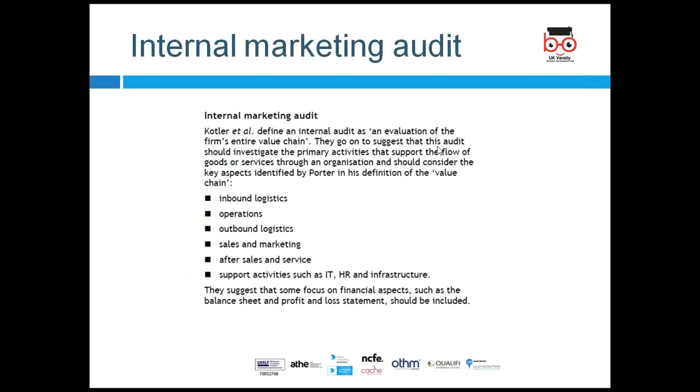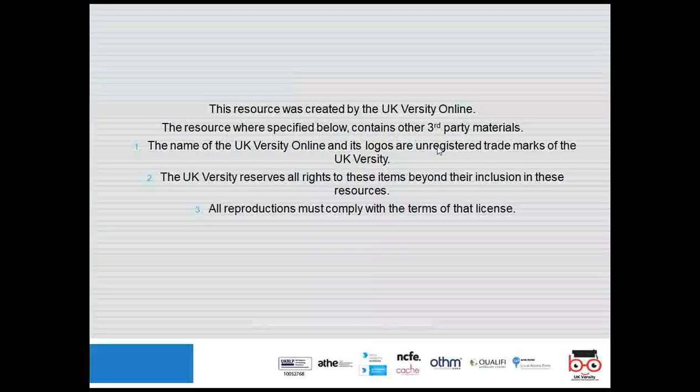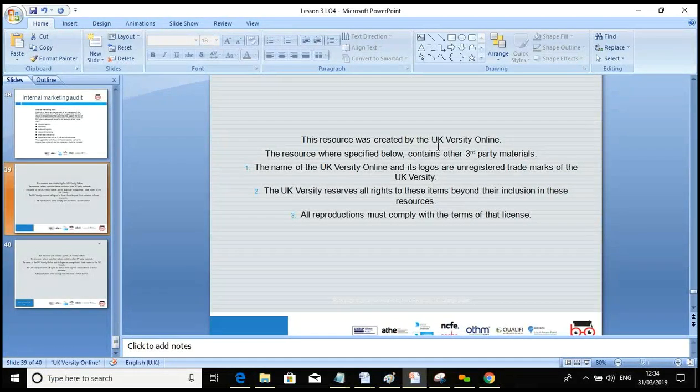So that's really where we need to be focused. For the internal marketing audit, we need inbound logistics, operations, outbound logistics, sales and marketing, after-sales service, and support of IT. How effectively can we respond if we have a client's problem, how quickly can we respond, and any other issues we have to tackle. So that's all we have today, which covers our learning outcome 4.